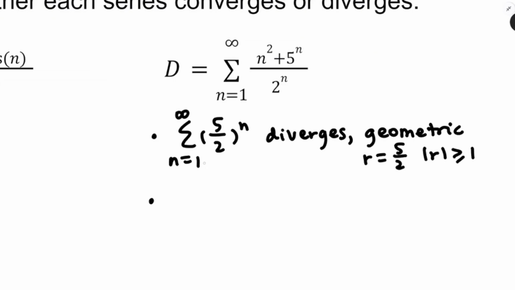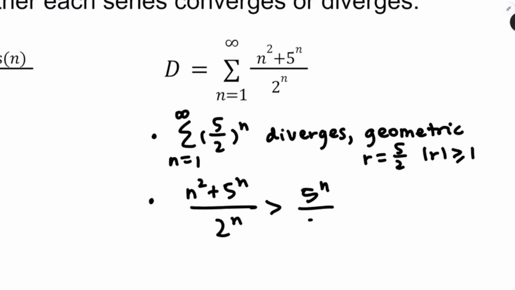Then the comparison is going to be n squared plus 5 to the n over 2 to the n is definitely greater than 5 to the n over 2 to the n for n greater than or equal to 1. And then as a result, D also diverges.